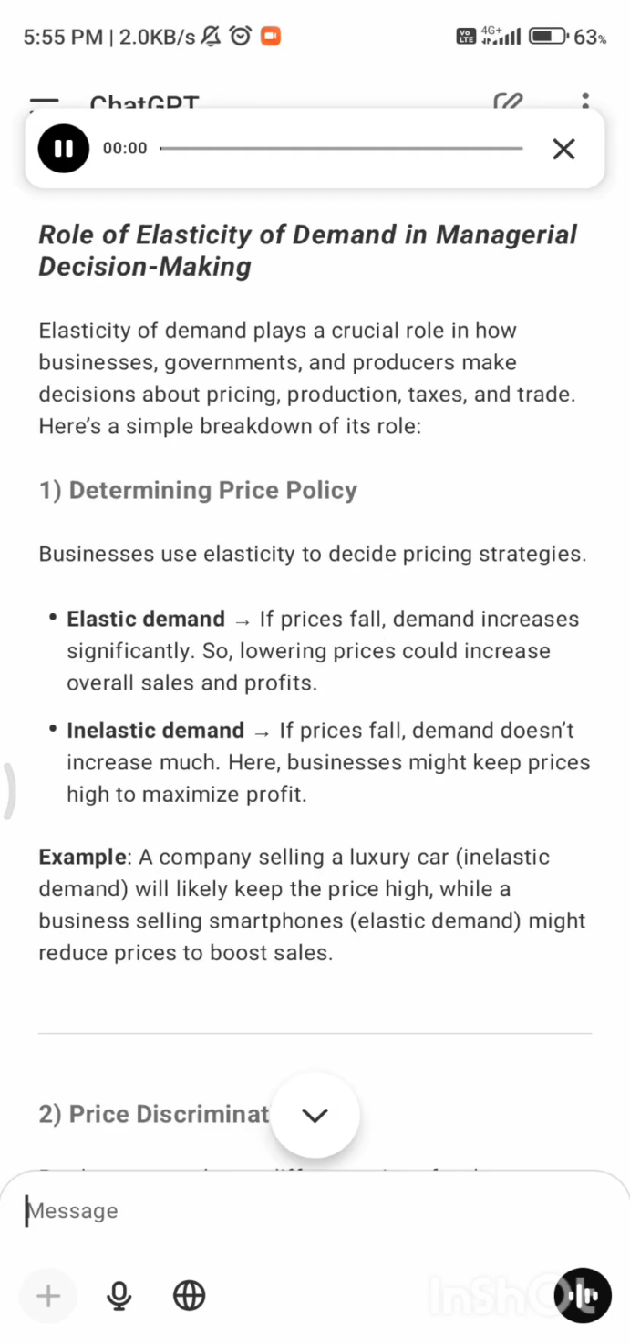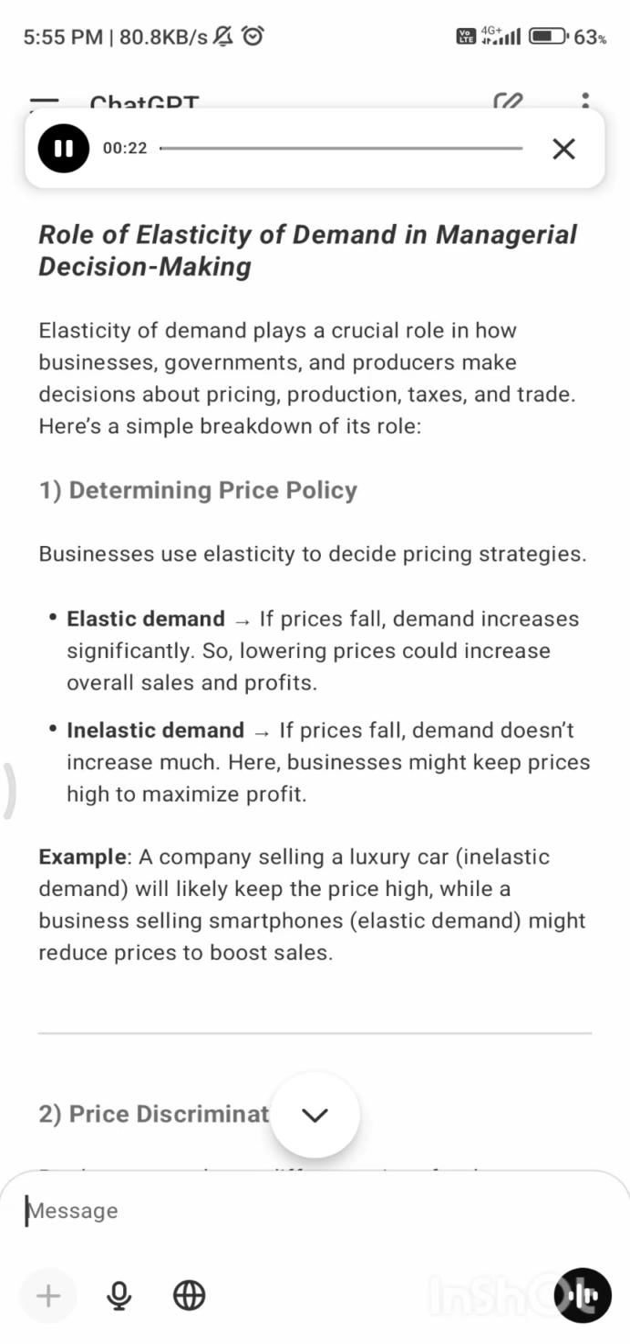The role of elasticity of demand in managerial decision-making. Elasticity of demand plays a crucial role in how businesses, governments, and producers make decisions about pricing, production, taxes, and trade. Here's a simple breakdown of its role. 1. Determining price policy. Businesses use elasticity to decide pricing strategies.